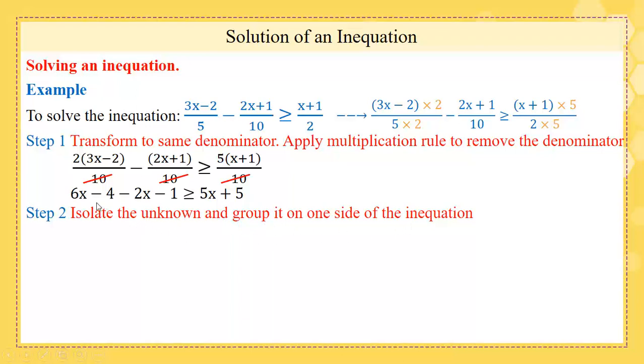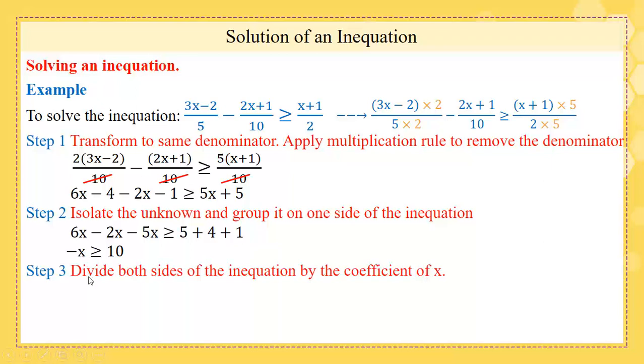We move the variables to one side and the numbers to the other side. So we get 6x minus 2x minus 5x greater than or equal to 5 plus 4 plus 1. Now we reduce both sides to get minus x greater than or equal to 10. Step 3. We divide both sides of this inequation by the coefficient of x. Here the coefficient of x is -1, which is a negative number. So when we divide by a negative number, we change the direction of the inequation to get x smaller than or equal to -10.